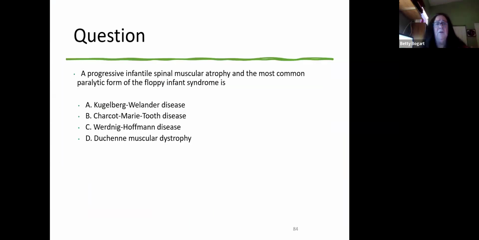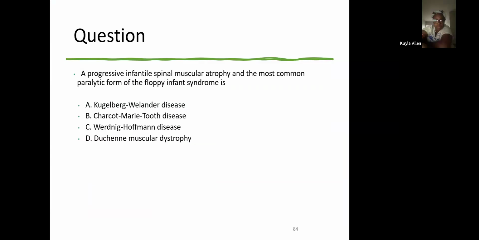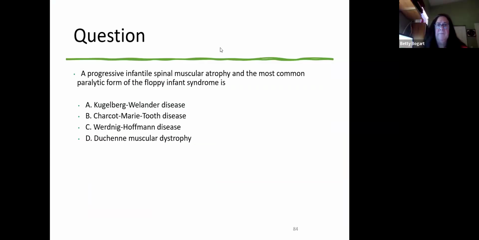So, a progressive infantile spinal muscular atrophy, and the most common form of a floppy infant. Which one was it? Do you remember? B. How about C? Werdnig-Hoffmann's.